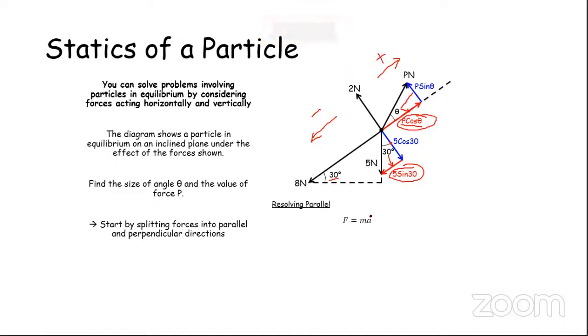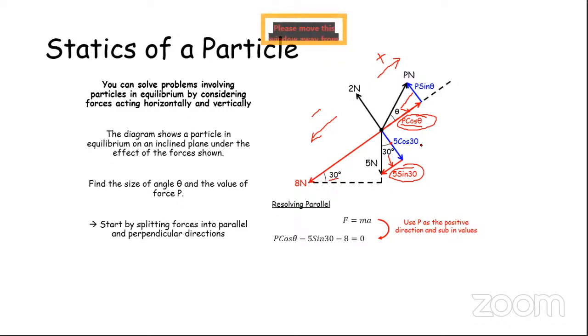So we shall say P cos of theta. What is the 8? We have this 8 Newton force which has come up, so I think it was also there. Here, it is acting downwards. So we get P cos of theta minus these two, because they are acting downwards, sloping down the plane, whereas this one is acting upward along the plane. So P cos theta minus 5 sine 30 minus 8 is equal to 0.